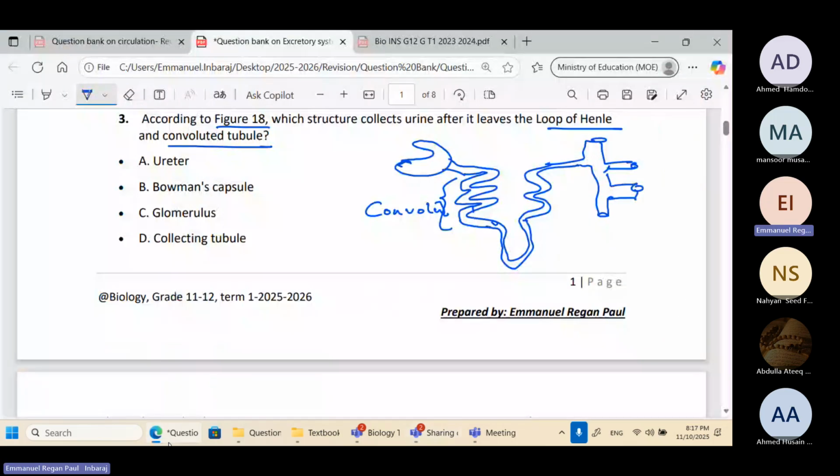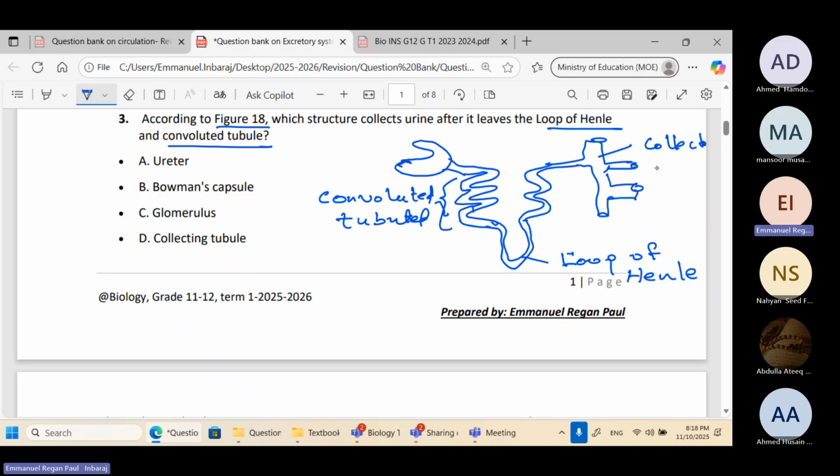Okay, here we go. See, this is called the convoluted tubule. Let me erase this. Okay, let's continue. So this part is called the convoluted tubule. And this one, see this U-shaped structure, this is called the loop of Henle, and this is the collecting duct.